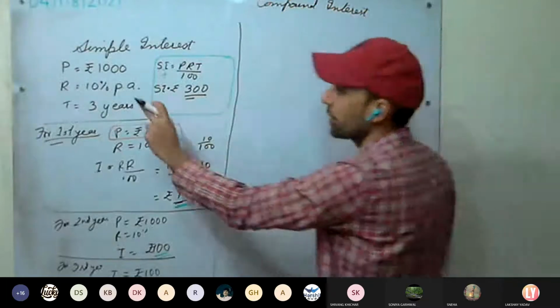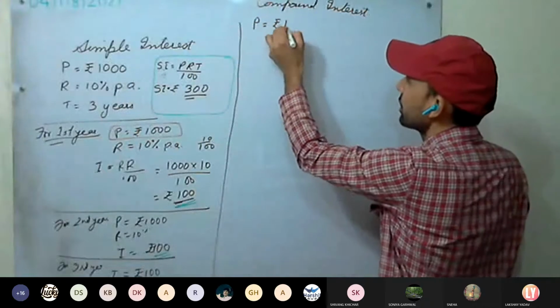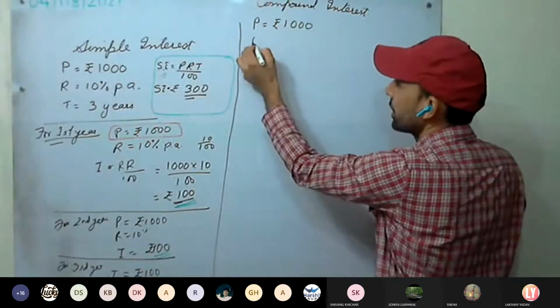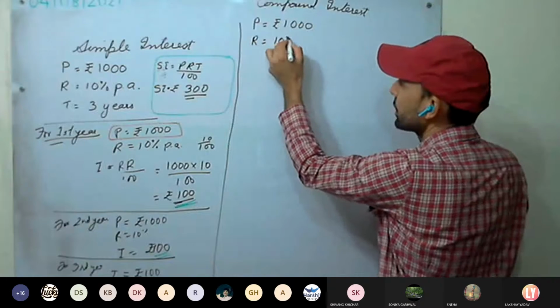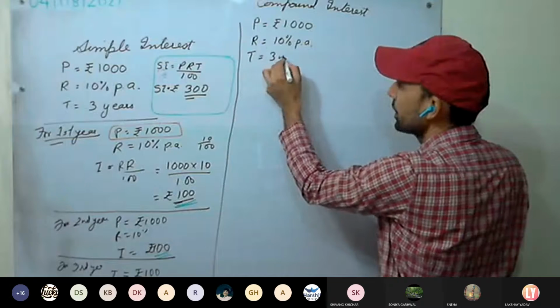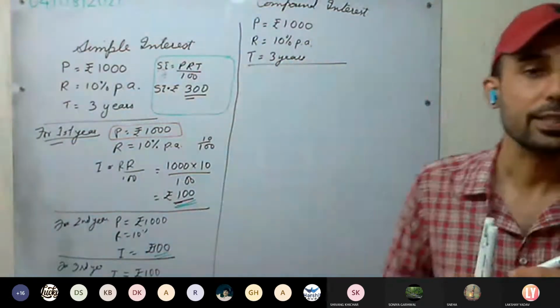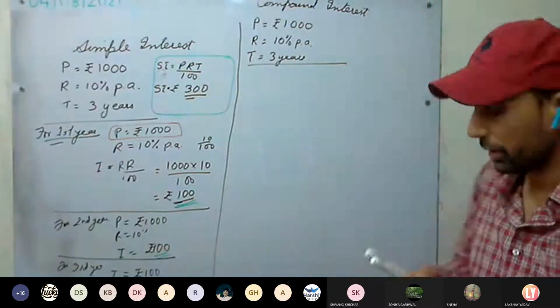Okay, the same thing we are going to take. Principal is rupees 1,000, rate 10% per annum, and time 3 years. Now we have to calculate compound interest. How to calculate compound interest?